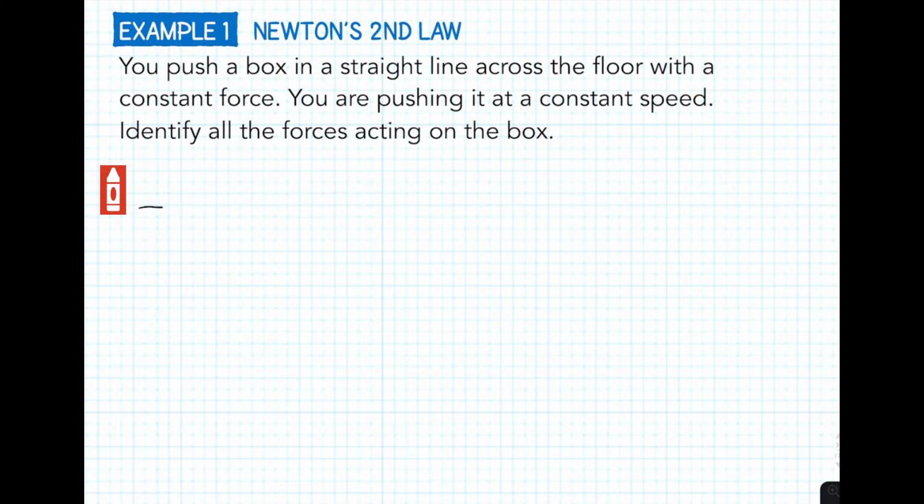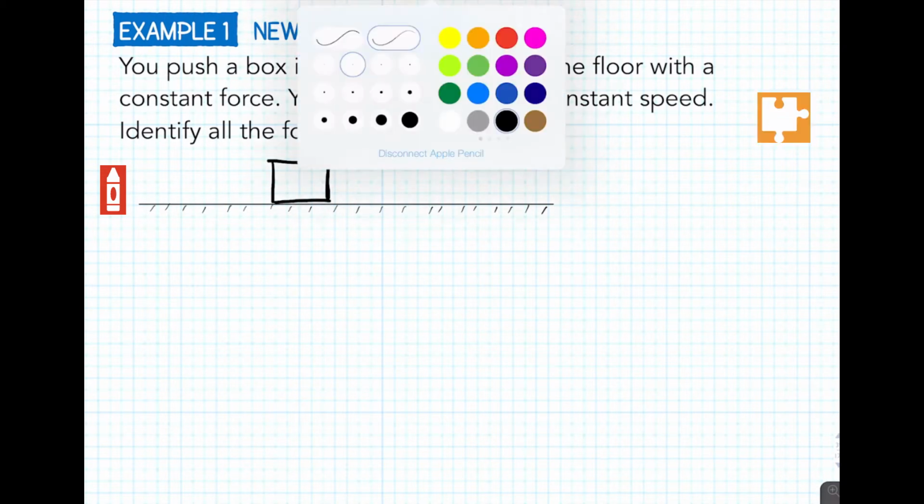So here's our picture. And in physics and engineering, we tend to draw a surface with these little hash marks to show which side is the surface. I don't know why we do this, but we do it, and it's in the book and everywhere. So we're going to draw it that way. So let's say we have a box here. And we know that it's moving at a constant speed.